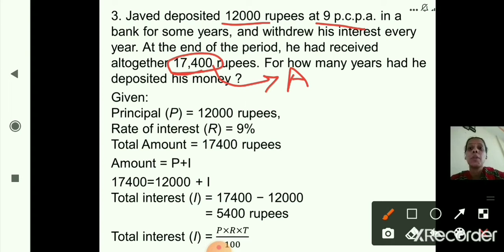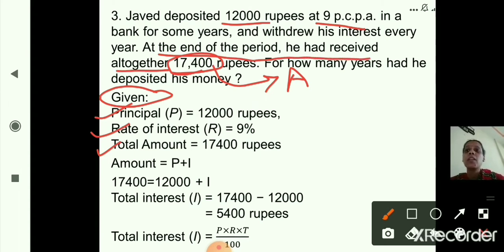For how many years had he deposited his money? In this question, first we will write down what is given. First principal is given, that is 12,000 rupees. Deposited means that is principal, right? So 12,000 rupees is the principal. Rate of interest 9% per annum, that is R. Total amount is given, that is 17,400 rupees. See here, at the end of the period he had received altogether 17,400 rupees. So amount is equal to 17,400 rupees. And what we have to find out is T, that is time period. So first amount is given, right? What is the formula? Amount is equal to principal plus interest, right? Amount is given, principal is given, so that we can find out the interest.